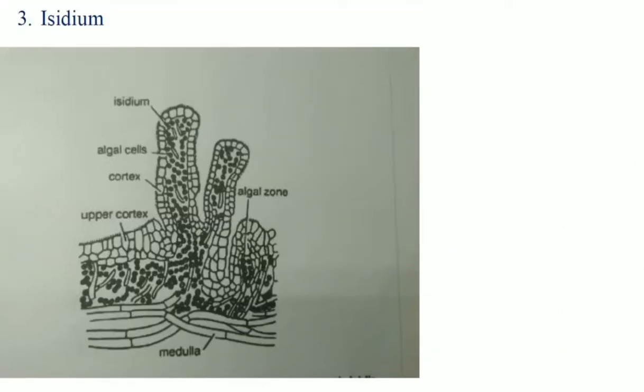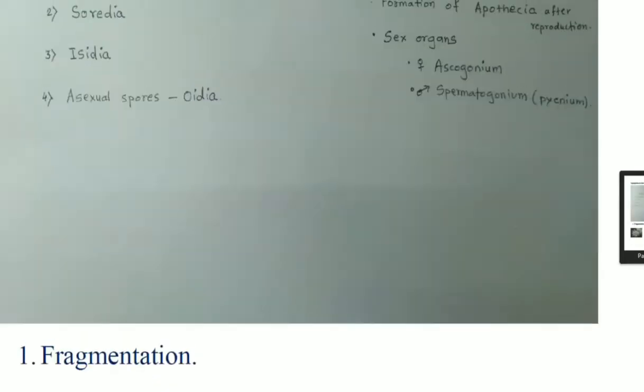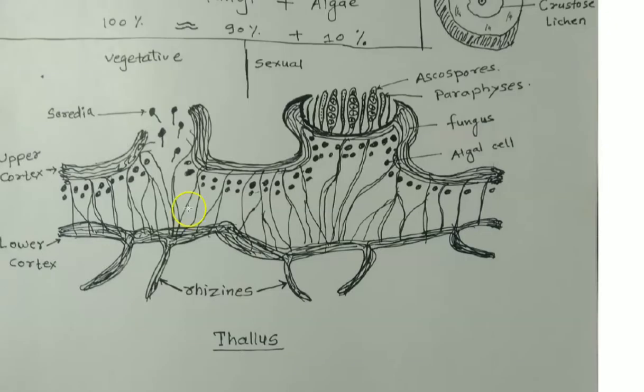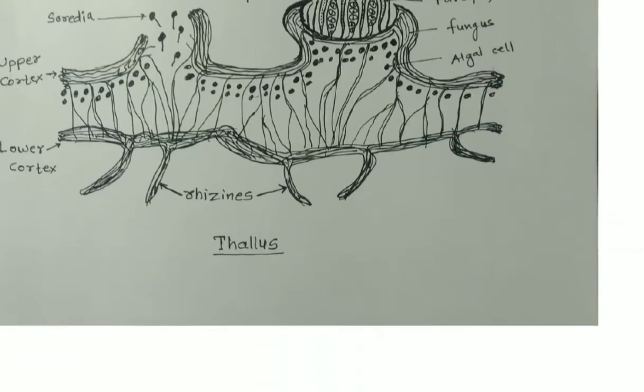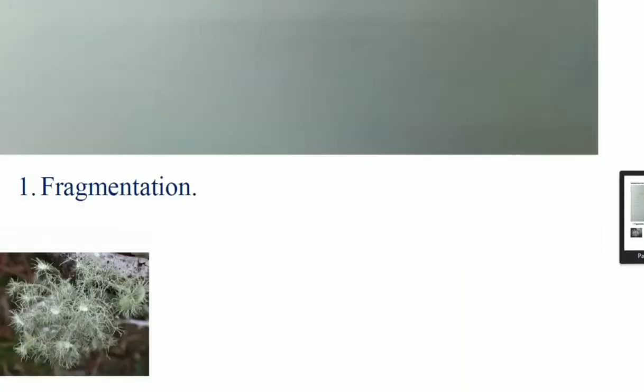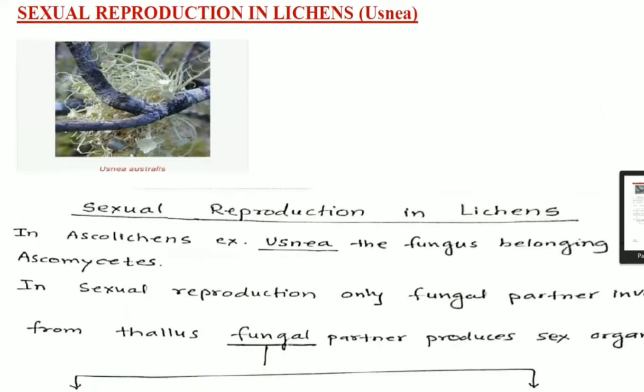Suppose in the first we see these are some fungal hyphae. Sometimes these hyphae are cut down into many pieces. So each piece forms oidia, and these oidia work as spores and develop into new lichen. This is called oidia. This is the fourth type of vegetative reproduction.